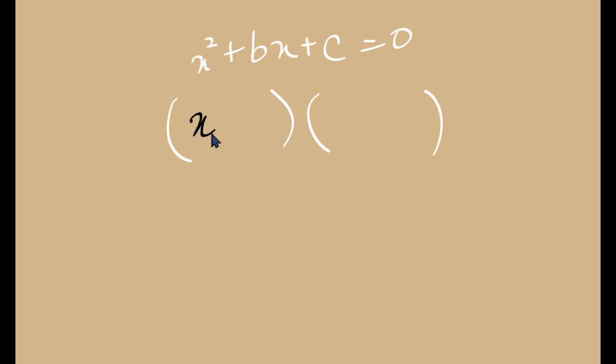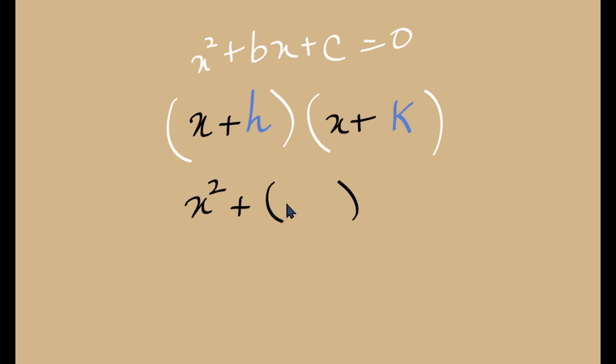So let me say that the factors are x plus some h, and x plus some k. h and k are just numbers here. So I am proposing that my factored form would look something like this. Which means if I multiply these factors out, I get x squared plus h plus k times x, you can verify this, plus h times k, which is the simplified expression for the same thing. So this is the same as this expression.